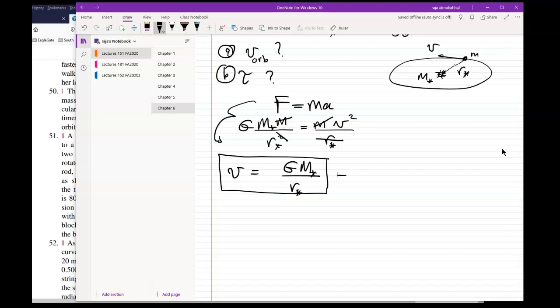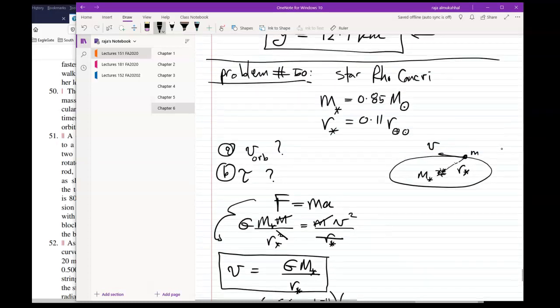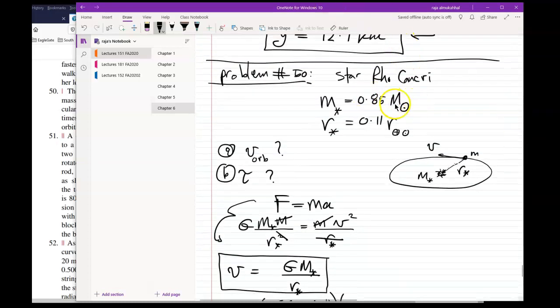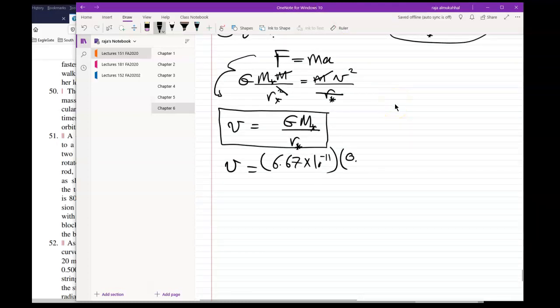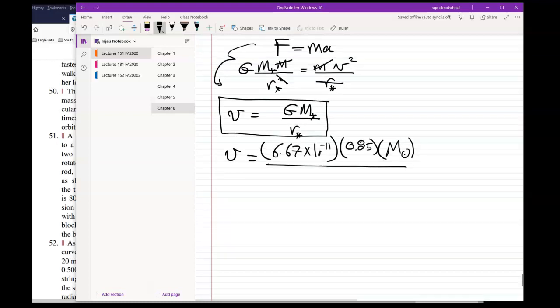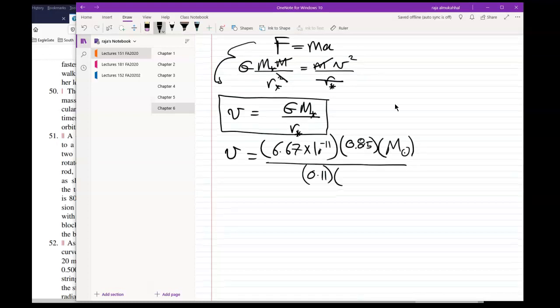Everything is given to me. So I have V equals the square root of 6.67 times 10 to the minus 11, times the mass of the star, which is 0.85 times the mass of the Sun, you can look it up, divided by the radius of the orbit, which is 0.11 times the radius of the orbit between the Earth and the Sun. Again, you can calculate that and get that number. Shouldn't be difficult, I hope.